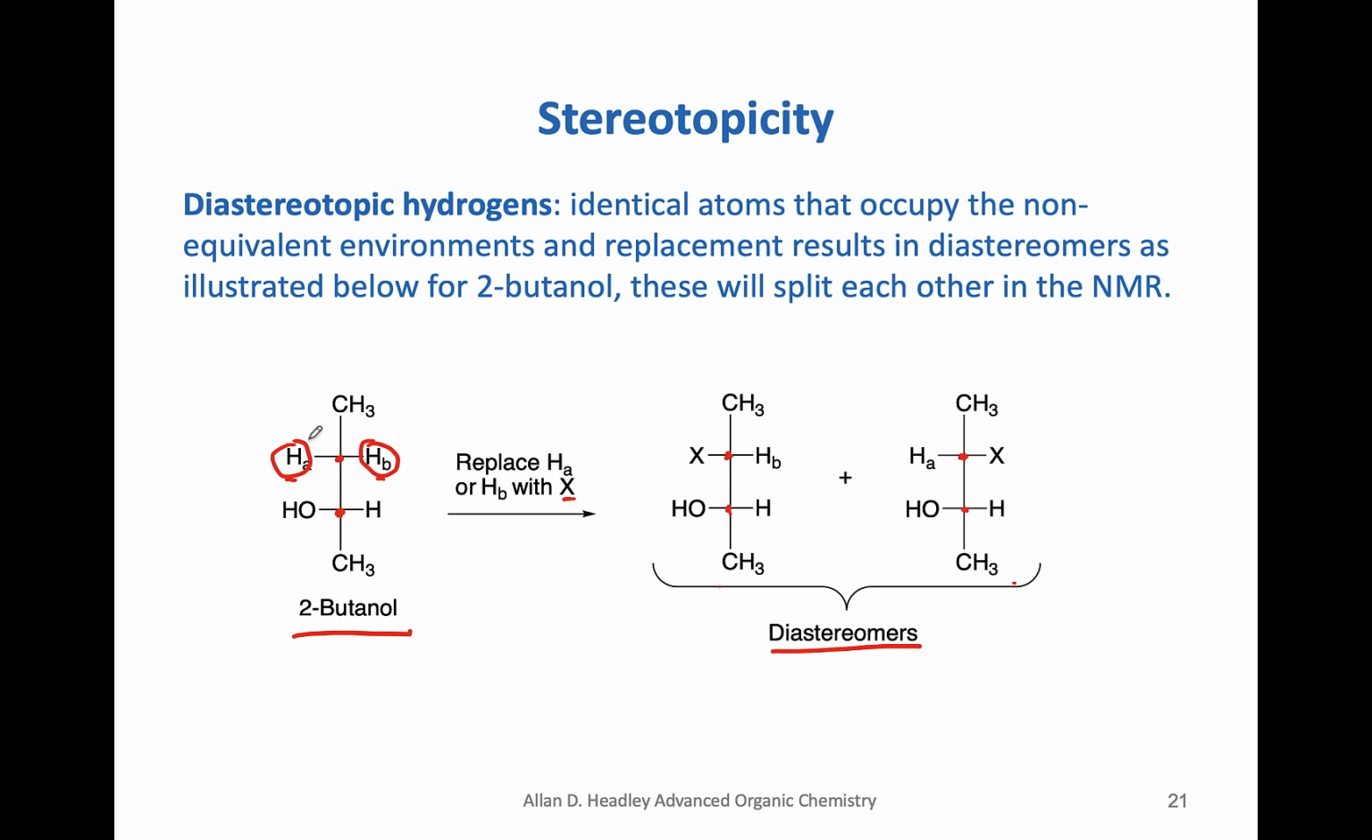Diastereotopic hydrogens. In the NMR, these hydrogens, because they are in different environments, to give diastereomers if substituted, will split each other in the NMR. So again, even though they look very equivalent here, they are really not, because they are in different environments and the NMR can detect that.